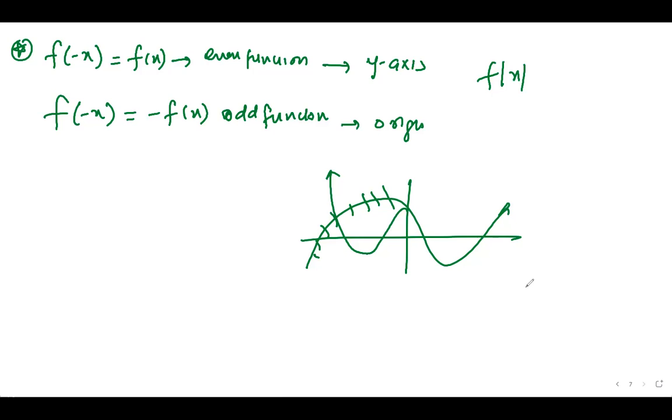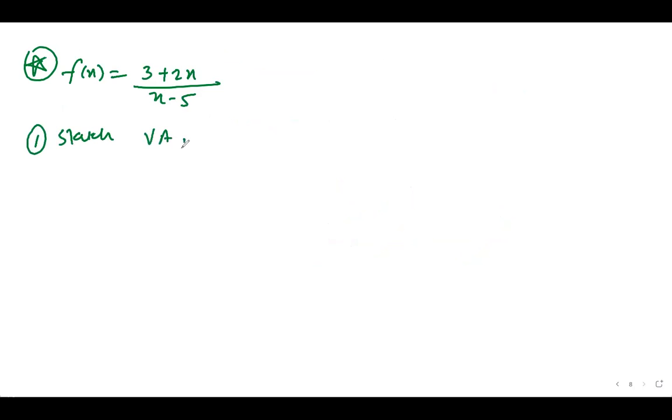So now what is really important is what kind of questions we can get in the category of challenging questions. Now I'm going to take a question that covers basically almost everything. Suppose you got a function f of x equal to, let's say, 3 plus 2x upon x minus 5. The first question is you have to sketch this and state the VA, SA, HA, and so on. So you have a vertical asymptote, let's say x equals 5, and the horizontal asymptote is y equals 2.